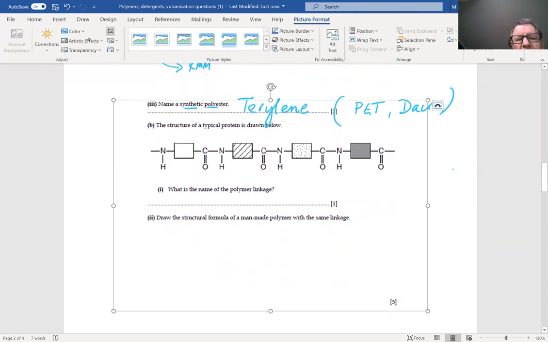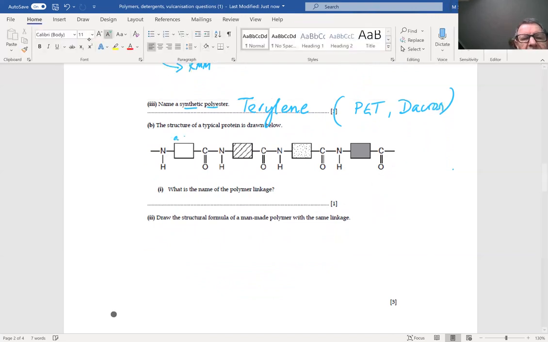Here's a bit of protein here, and what's important is that each one of these is an amino acid. So that's amino acid 1, 2, 3, 4 different amino acids. What is the name of the polymer linkage? Now, this is something to try and remember. This here is the same all the way down. This is the linkage, okay? The linkage is actually that bond. It is called an amide.